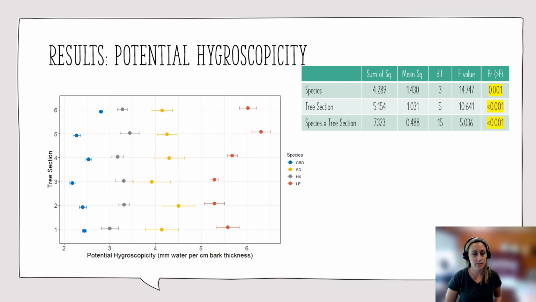Finally, potential hygroscopicity of ground bark was greatest in loblolly pine in red at 5.7 millimeters of water per centimeter of bark thickness, followed by sweet gum in yellow at 4.2, hickory in gray at 3.24, and cherry bark oak in blue at 2.43 millimeters of water per centimeter of bark thickness. Loblolly pine potential hygroscopicity increased with tree height. Potential hygroscopicity also varied with height along stems in sweet gum, hickory, and cherry bark, but not in a consistent direction as they did with loblolly pine.